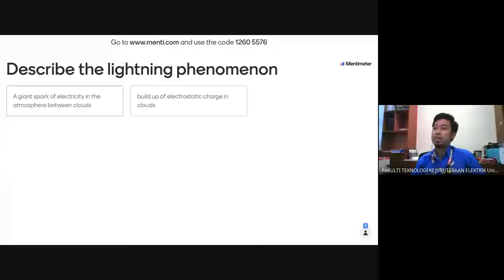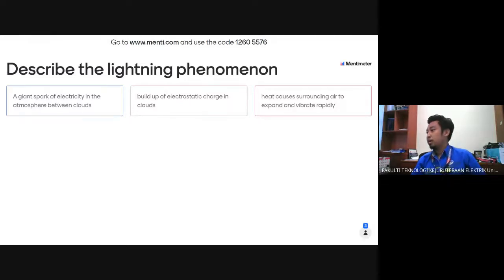Okay, describe the lightning phenomenon. Good. A giant spark of electricity in the atmosphere between clouds. Build up of electrostatic charge in the cloud. Okay, good.